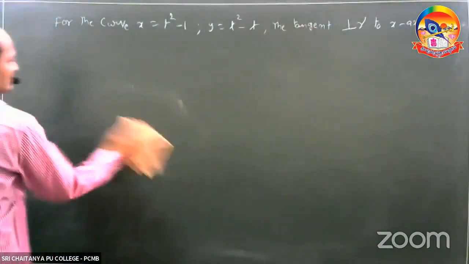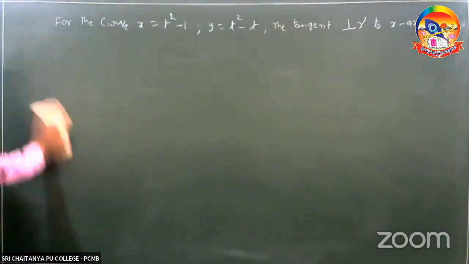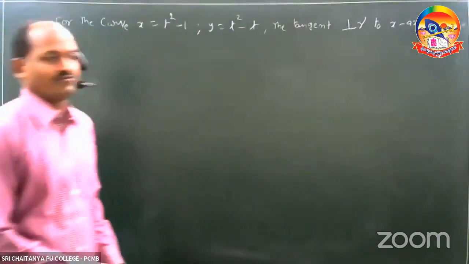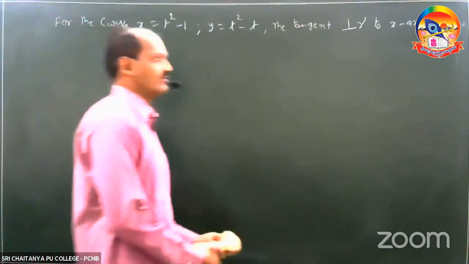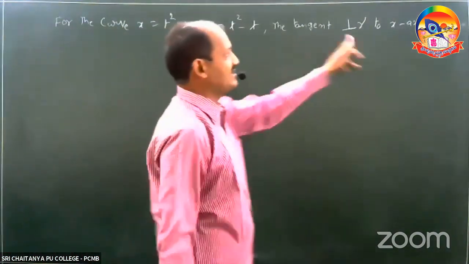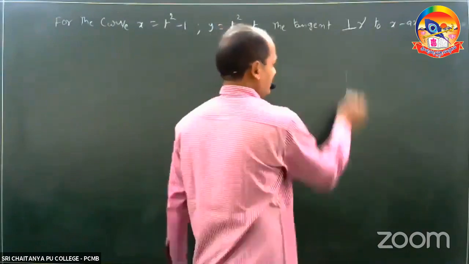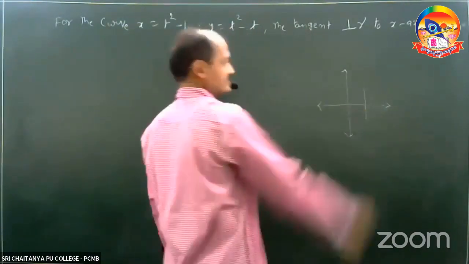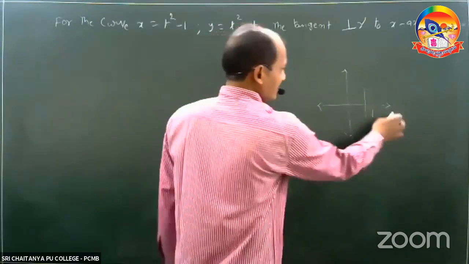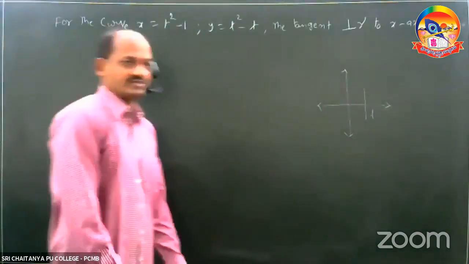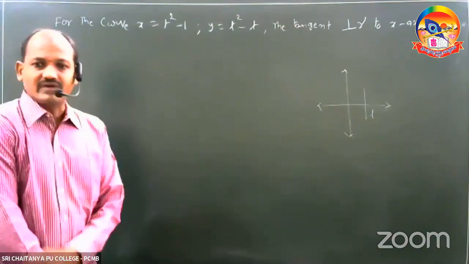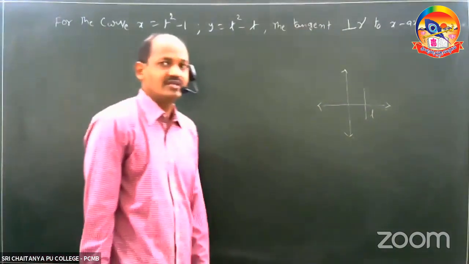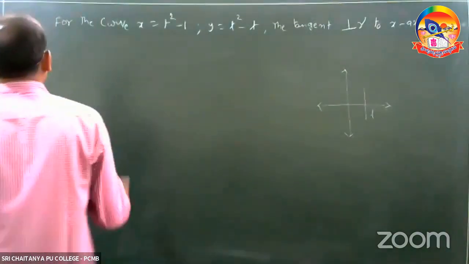That means to find the value of t. So here, given curves x is in terms of t, y also in terms of t. Find the slope of tangent, that means dy by dx. The tangent is perpendicular to x-axis. Perpendicular to x-axis means it is parallel to y-axis. So this line is perpendicular to x-axis, that means parallel to y-axis. The tangent is parallel to y-axis, that means the slope is infinity. Slope is infinity, not defined.